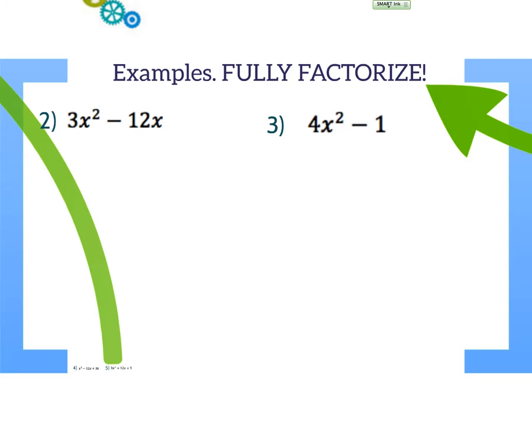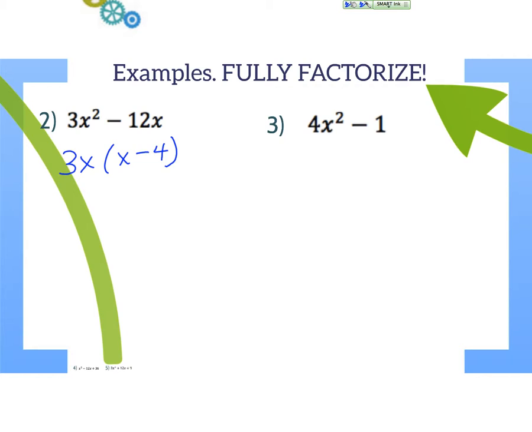Okay, so for number 2, remember, first things first, we check for a greatest common factor. When I look at 3x squared minus 12x, I've got 3 and 12. What's my GCF there? Yes, thank you, 3. Plus, I can take out an x. So then, when I divide that out, I just have an x left, or 1x minus 4. And that is fully factorized. That's all I gotta do on that one. So, like I said, some of them are not as many steps.